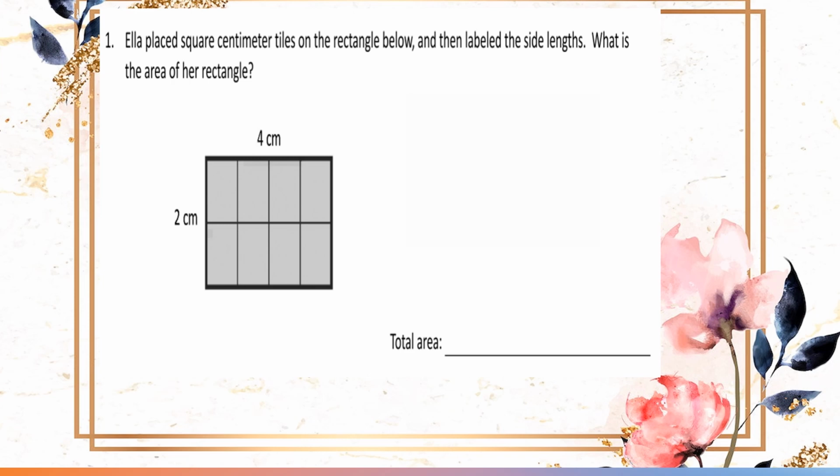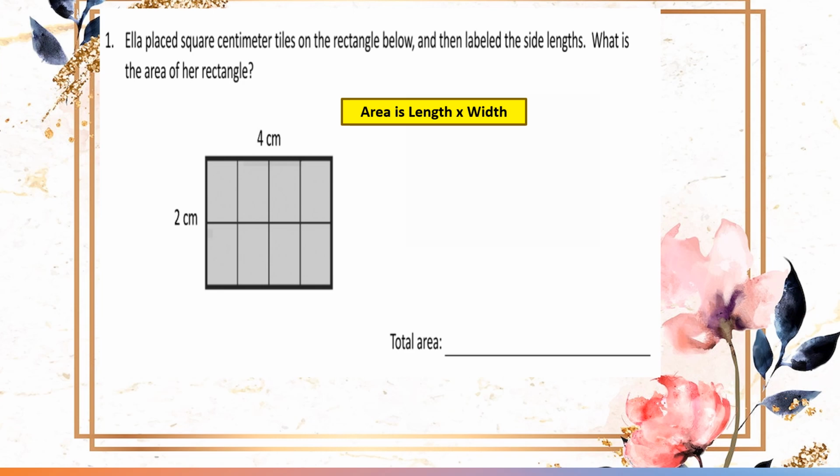Let's get started with number 1. Number 1 says, Ella placed square centimeter tiles on the rectangle below, and then labeled the side lengths. What is the area of her rectangle? Well, it gives you the side lengths. The length is 2 centimeters. The width is 4 centimeters. Let's talk about that formula again. Area is length times width.